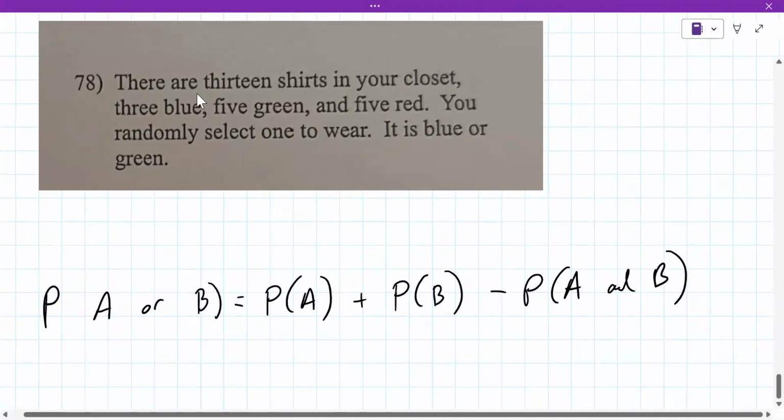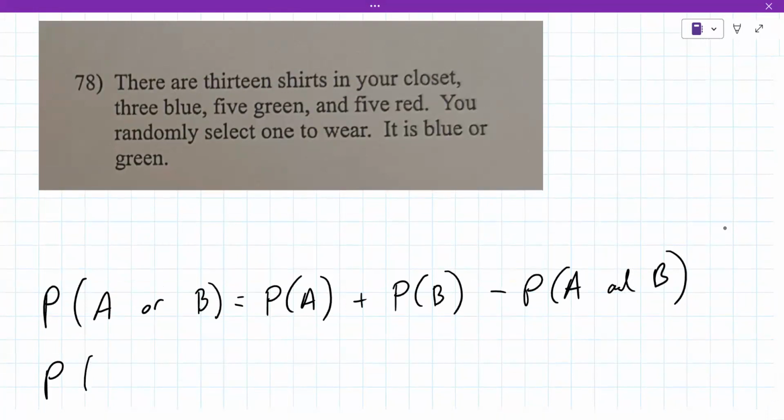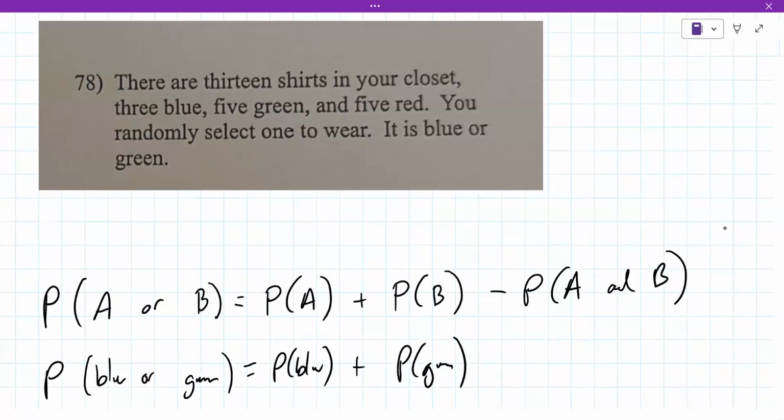there's 13 shirts in your closet, 3 blue, 5 green, and 5 red. You randomly select one to wear, probability is blue or green. So this one does work. But we're going to find that there are no shirts that are both blue and green. It's the probability of blue or green is the probability of blue plus the probability of green minus the probability of blue and green.